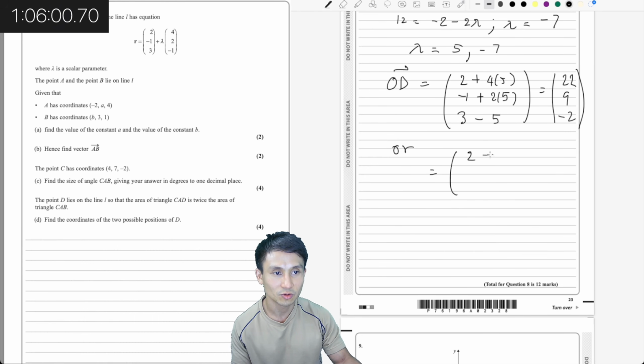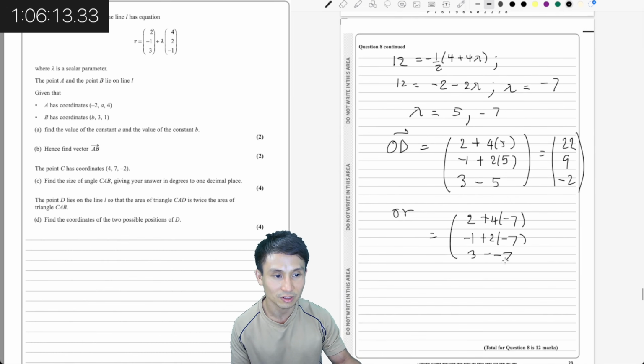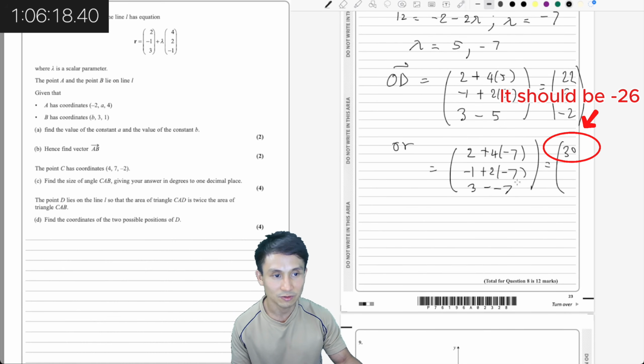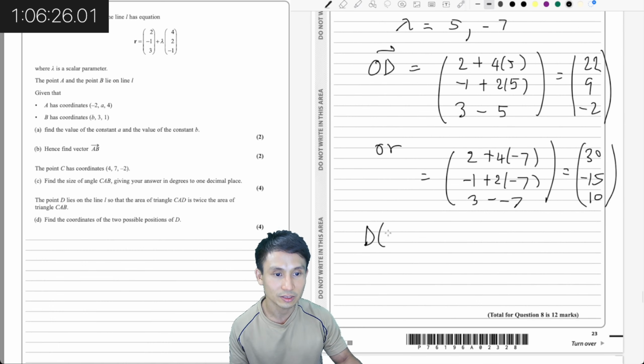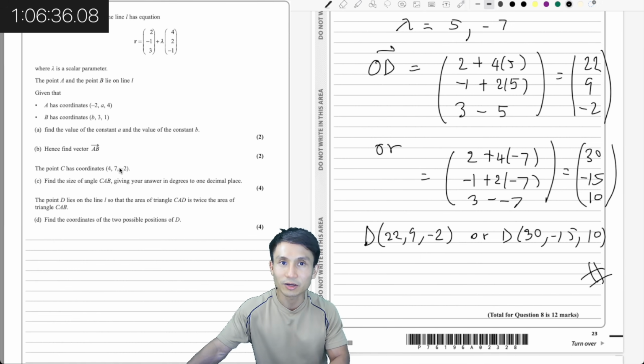So 2 plus 4 times minus 7. Minus 1 plus 2 times minus 7. And 3 minus lambda, so 3 minus minus 7. Gotta be careful with that. So this is 30, minus 14, minus 1, minus 15. And that is 10. So D is 22, 9, minus 2, or 30, minus 15, 10. That's my answer. All right, that was a heck of a question there.